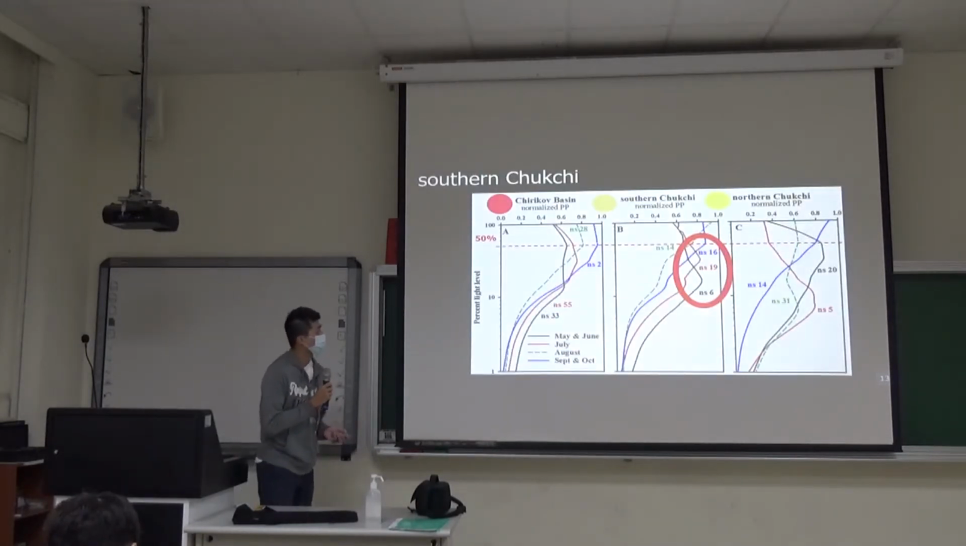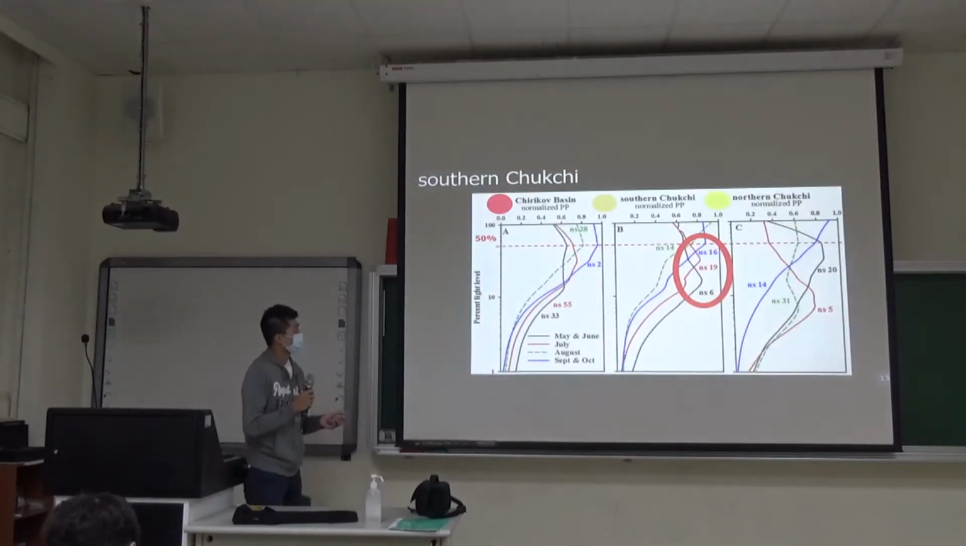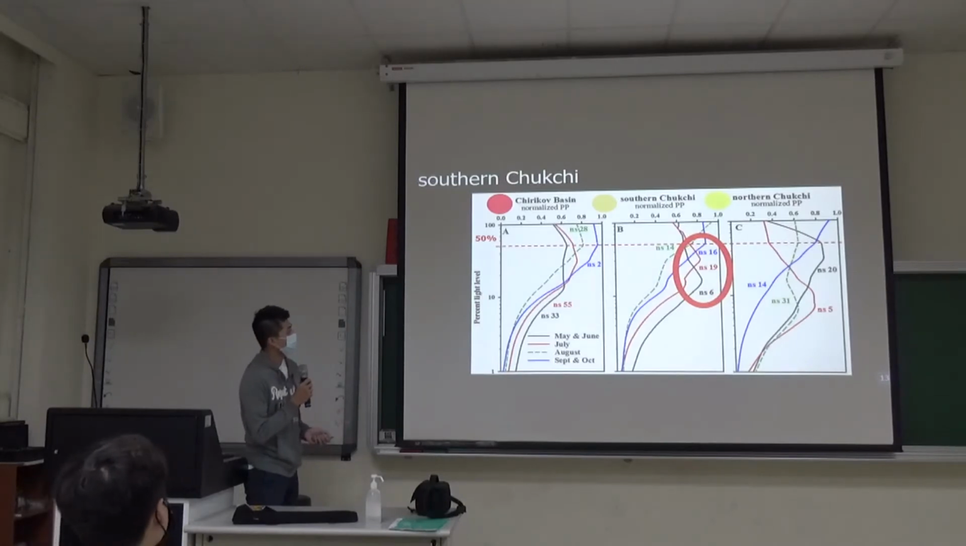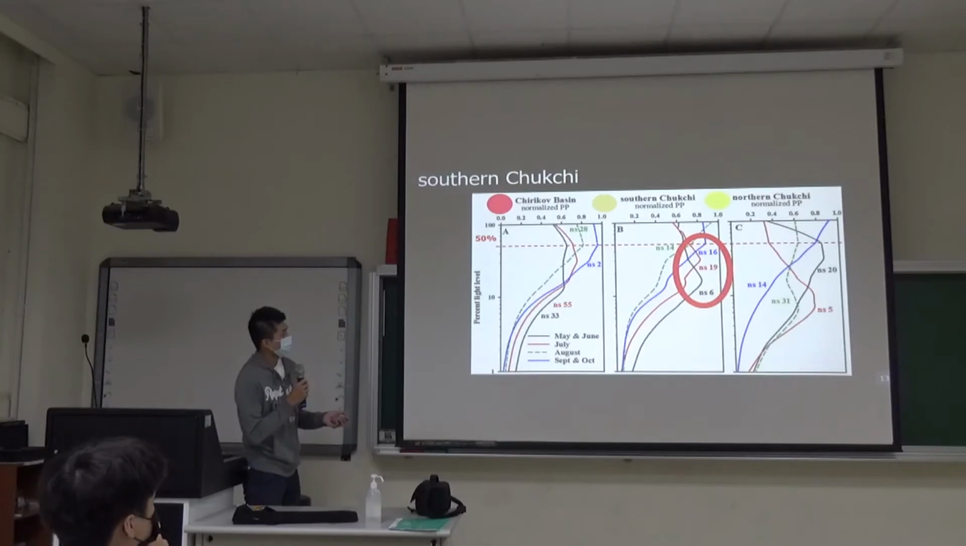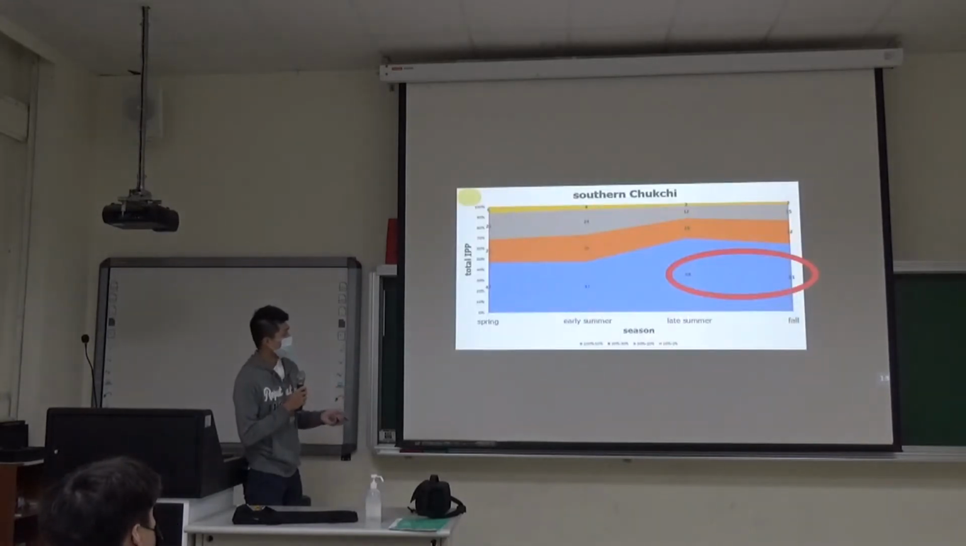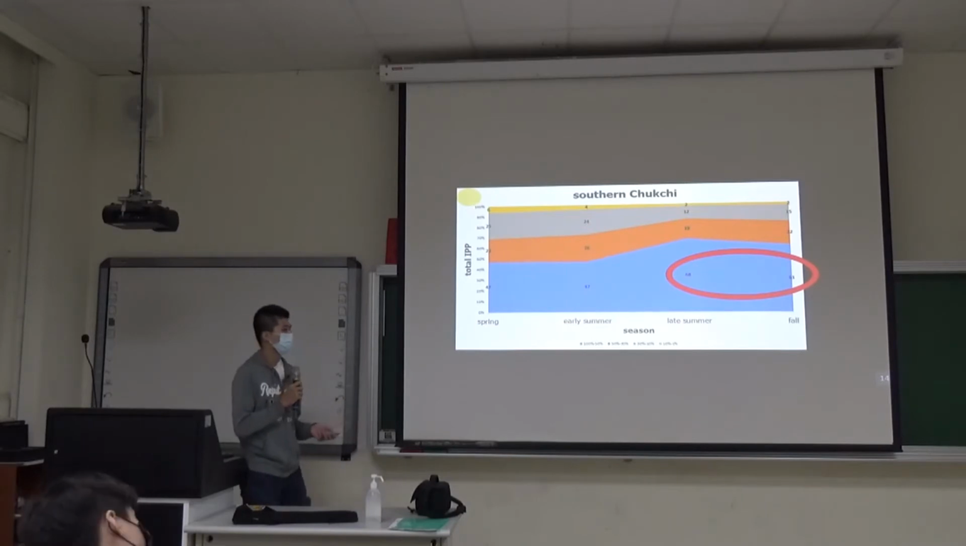And next we can see there is a peak in this red circle. We can see the spring and the early summer, which is July, has a very significant peak, and August and the fall have the peak at the surface, and they also have 50% of PP located above the 50% light level.